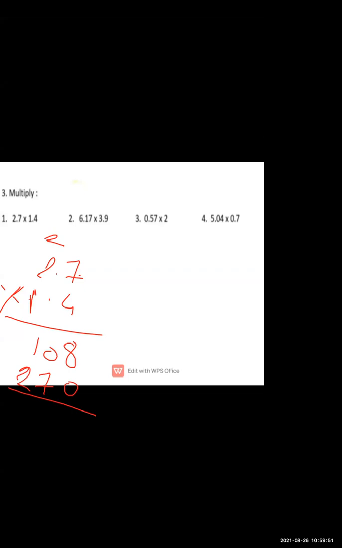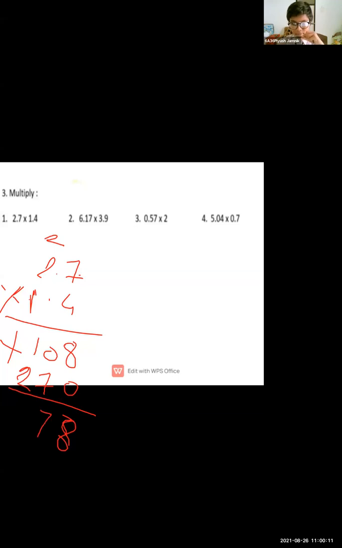Now what will I do? You will do plus, teacher. Yes. 8 plus 0 is 8. And 0 plus 7, 7. And 1 plus 2, 3. Yes, and teacher, the decimal point will come after 3. Very good. So you all have understood.